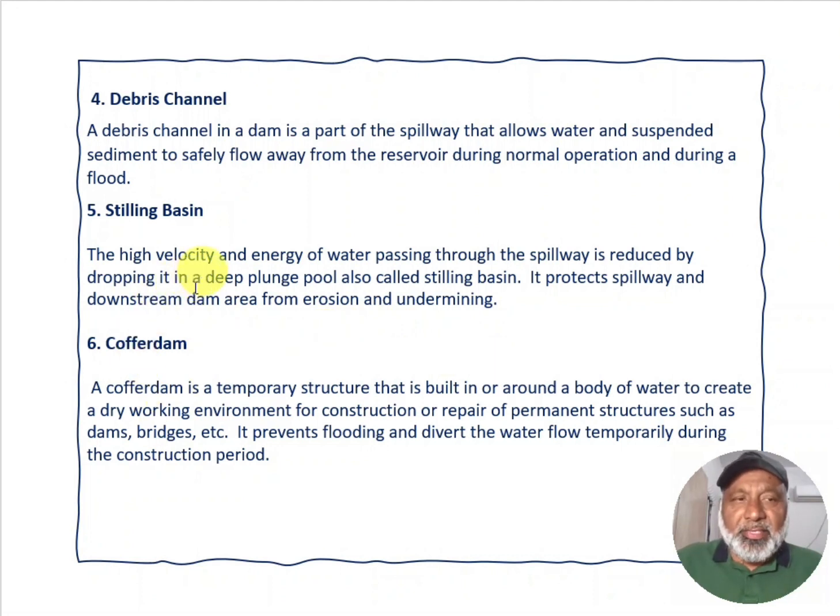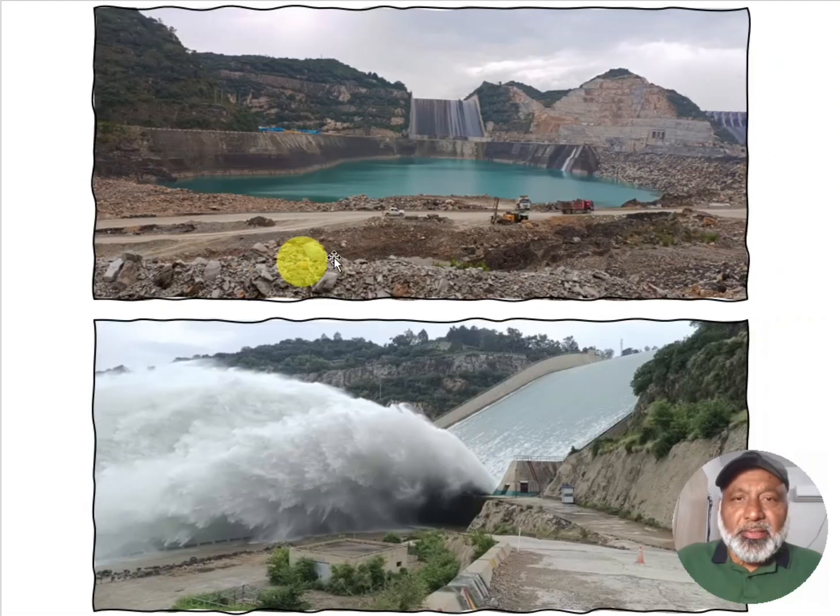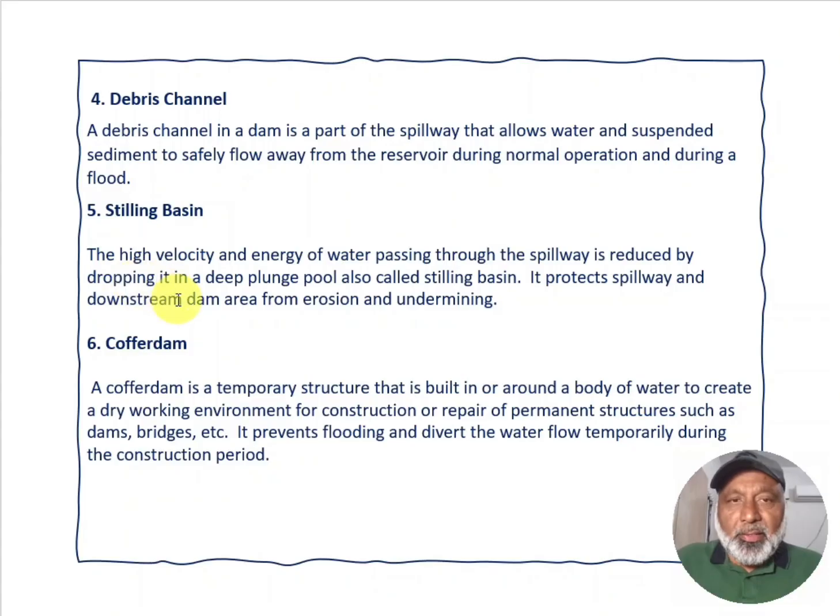Next is the stilling basin. I'll show you the picture of the stilling basin first. This is in the upper picture. This is a spillway, and this is a stilling basin, also called a plunge pool. And in the lower picture, the same spillway in its flowing conditions. The high velocity and energy of water passing through the spillway is reduced by dropping it in a deep plunge pool, also called a stilling basin. It protects the spillway and downstream dam areas from erosion and undermining.